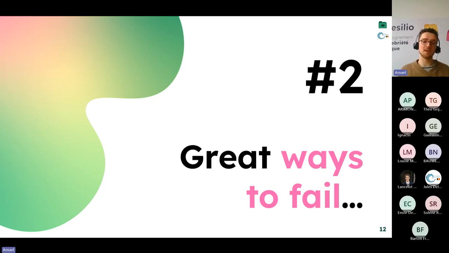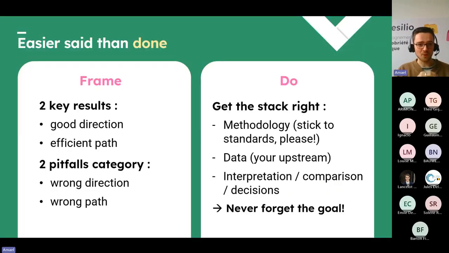And there are many, many ways to fail this. If we discuss how to do it right, I think we should also discuss how to do it wrong. We want the good direction and an efficient path. So the two main pitfalls are going in the wrong direction and on the wrong path. And all the way through an assessment, we will have to avoid those pitfalls.